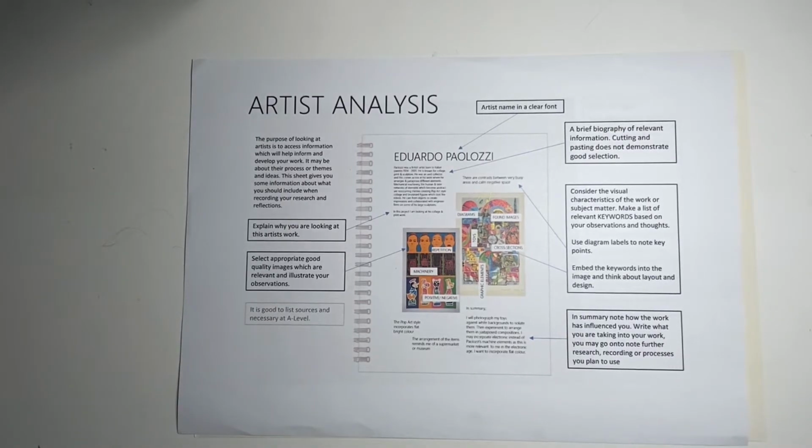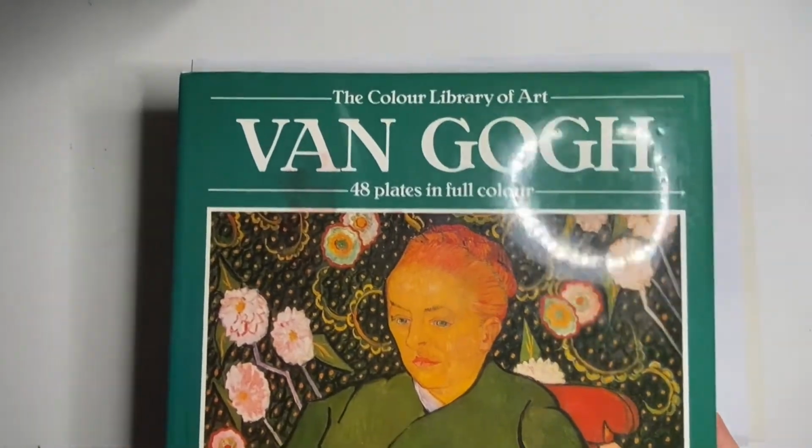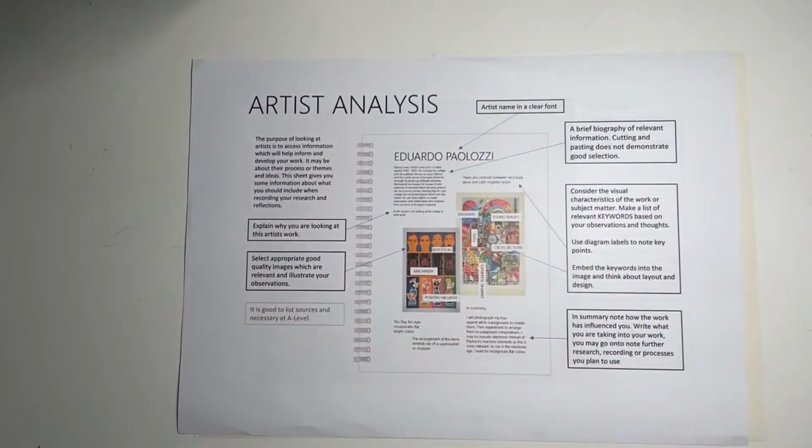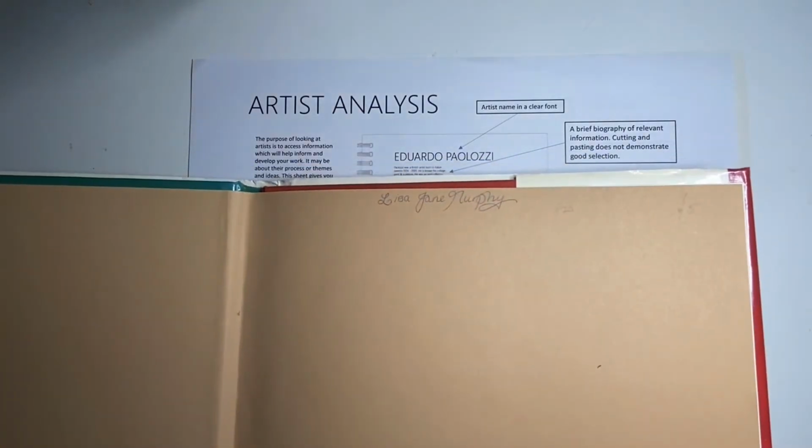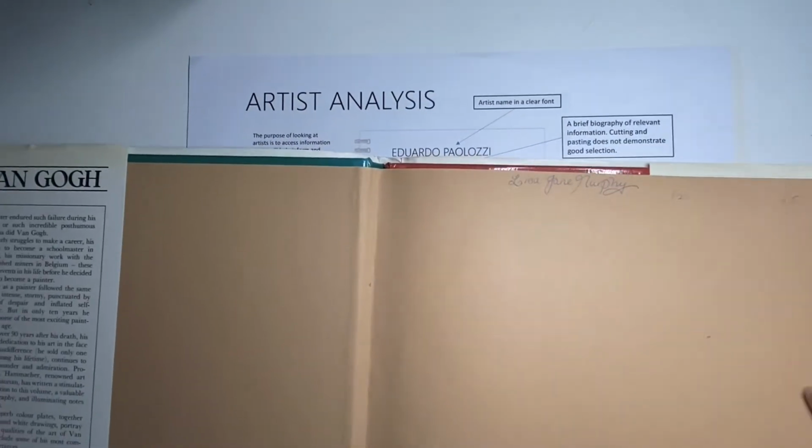Now we're looking at the work of Van Gogh, and in my traditional way, I have a book. I've had this book for years, longer than other books I've shown you in other videos. It's got my name written in some kind of teenage girl style.